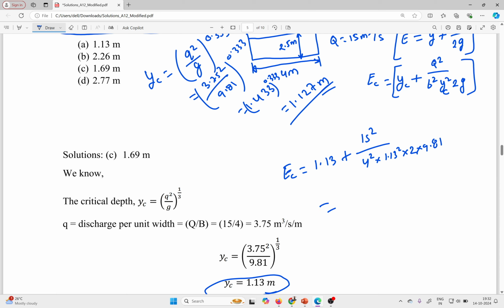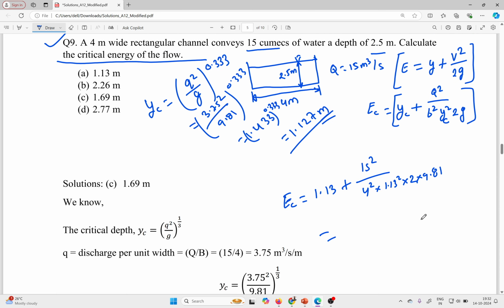After calculating these things, we can easily get, let me first calculate, 16 into 1.13 square into 2 into 9.81, that is 400. This will come 400.84.